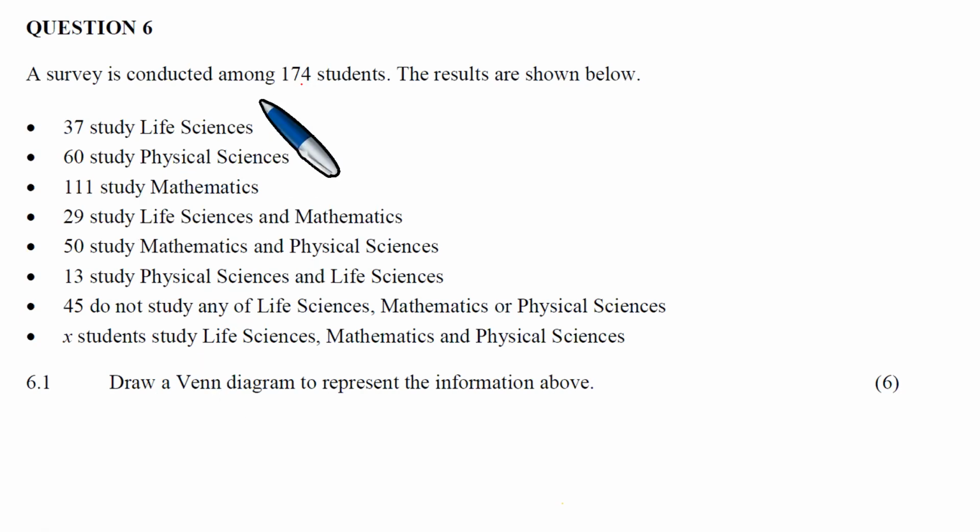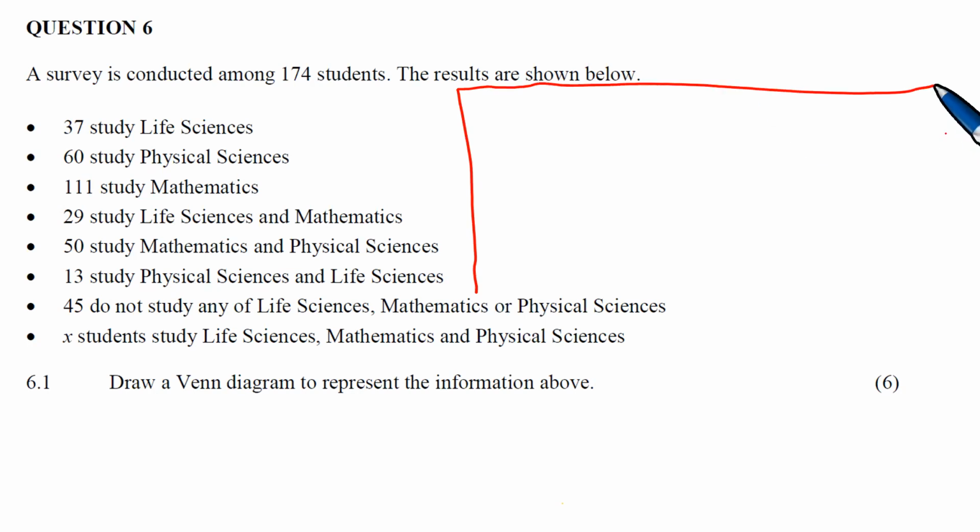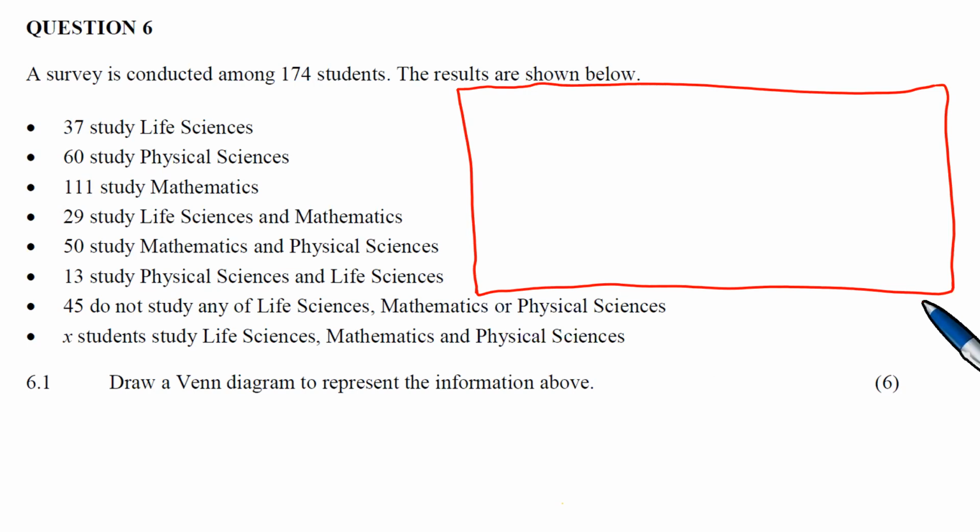Okay, a survey is conducted amongst 174 students. The results are shown below. 37 study life sciences. This is exactly question six. But to draw the Venn diagram here, we need to draw big. From here to there, we go across like this. We go down, we run across like this. Right, so we analyze these together.